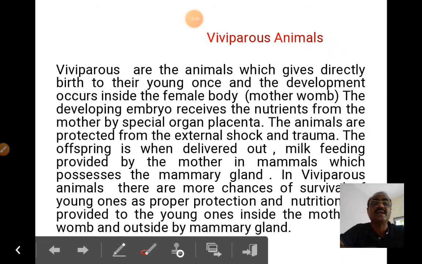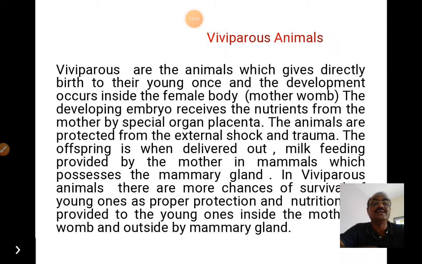Now, second, the viviparous animals. In viviparous animals, the animals give direct birth to their young ones, and the development occurs inside the female body, that is, the mother's womb. The developing embryo inside the mother's body receives its nutrients from the mother by a special organ called the placenta.